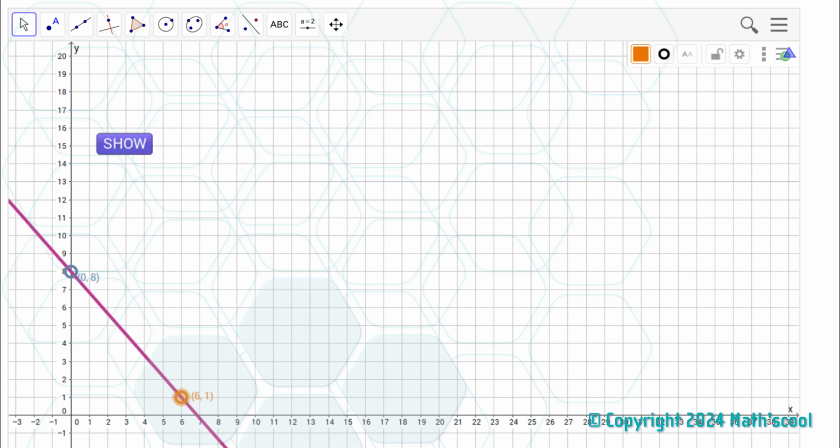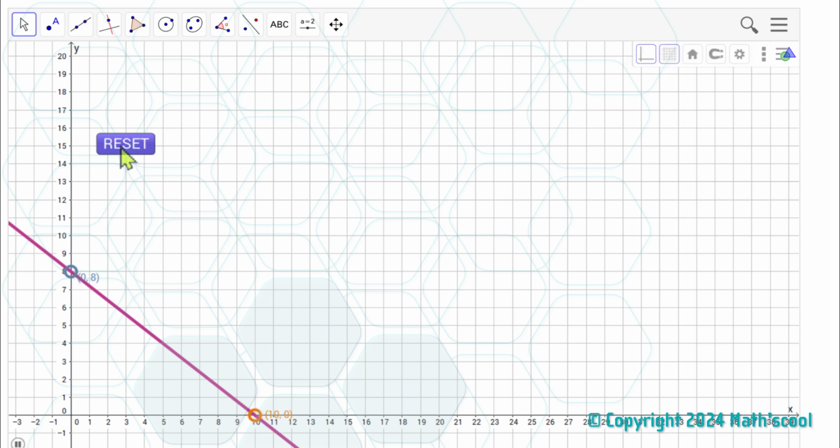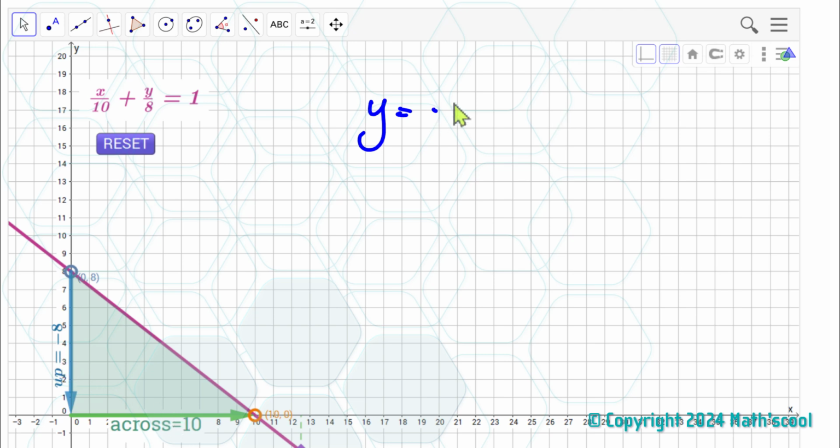If I move this so that I can see where it is hitting the x-axis, so that's the root, and where it is hitting the y-axis, I can still use the same method as before. I can still use y equals mx plus c, but maybe in this case it's easier to write it differently. I could write y equals minus 8 over 10 x plus 8, since the y-intercept is 8. Of course you could cancel minus 8 over 10 down, and it would just become minus 4 over 5.